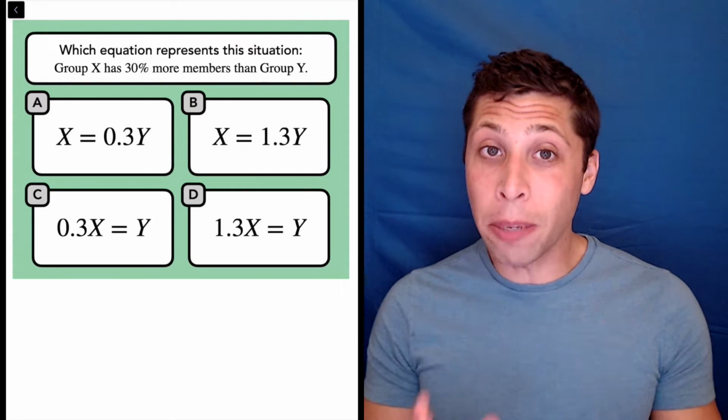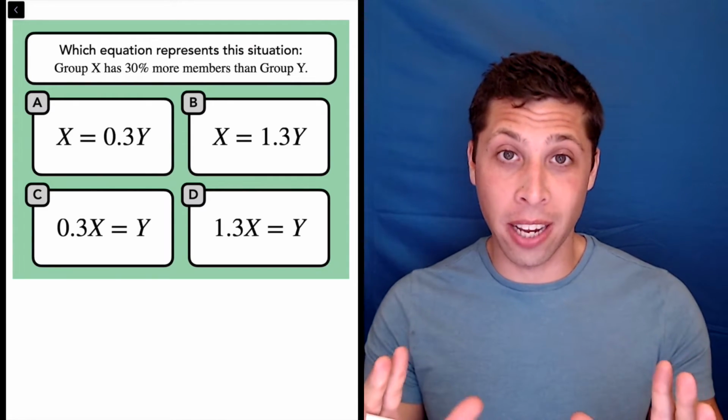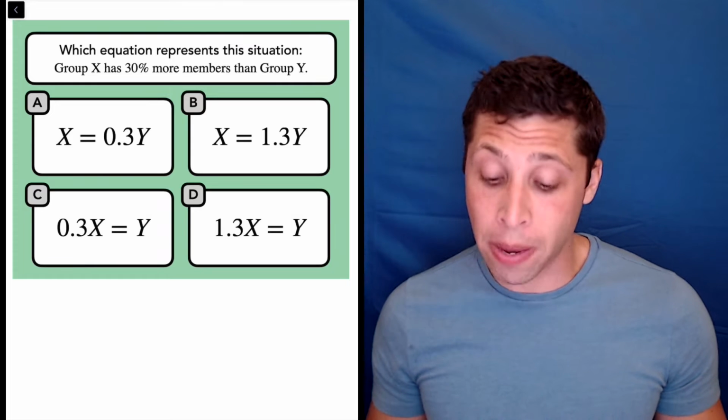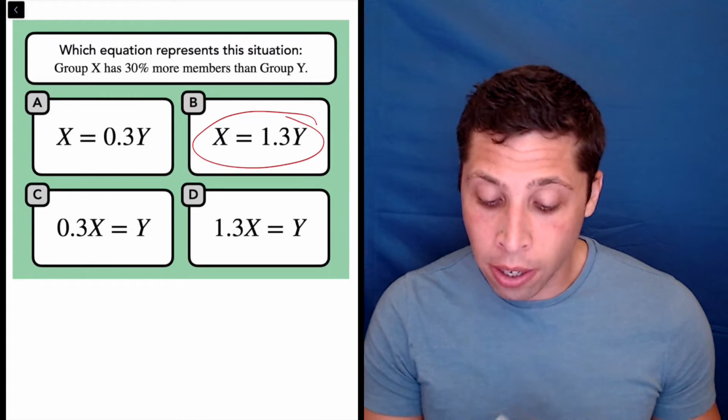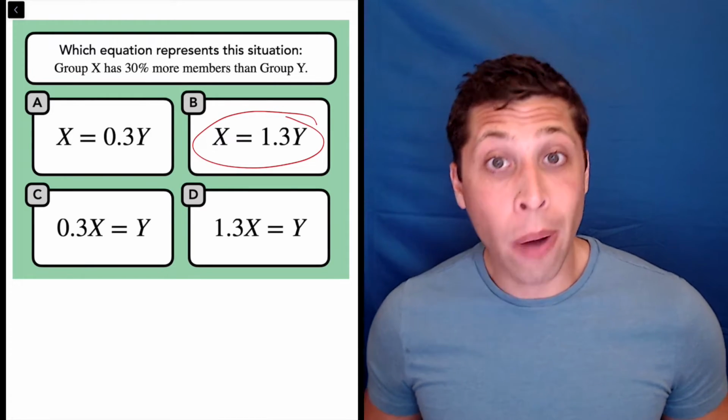This is an extremely dangerous concept on the SAT. They love to use percentages to mess with you. The answer is B. Here's how I know that.